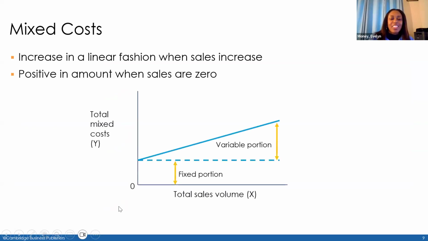Now, when we look at this on the graph, notice that my graph changes. So when it's purely a variable cost, we start at 0, 0. But when there is a fixed cost, that line is not going to start at 0. The line is going to start at the level or the dollar value of the fixed cost. And then the line continues to increase with usage, or the line goes up as the level of activity goes up. So we can see the variable portion as well as the fixed portion.